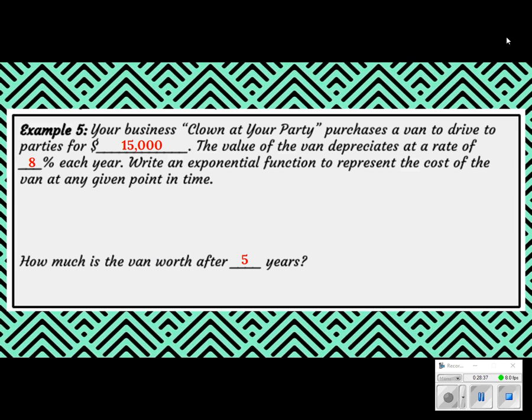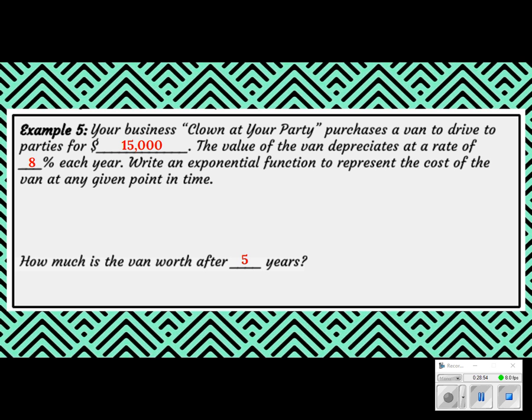Your business, Clown at Your Party, purchases a van to drive to parties for $15,000. The value of the van depreciates at a rate of 8% per year. Write an exponential function to represent the cost of the van at any given point in time.